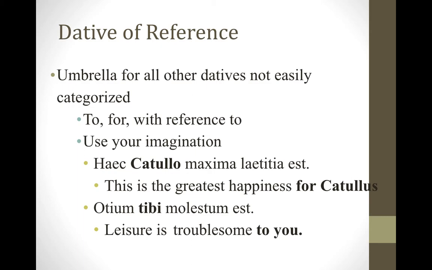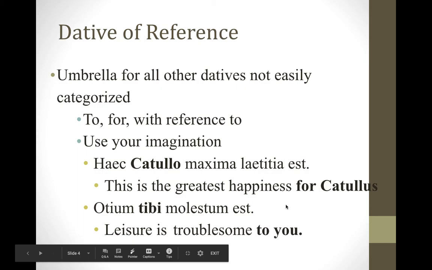So like, haec Catullo maxima laetitia est. This is your hike, and the maxima laetitia est. This is your greatest happiness. So the greatest happiness is really the main part of your sentence, and you're thinking, oh, this is the greatest happiness to Catullus with a dative, but here you would be better off translating it as for Catullus, because obviously this hike is making him happy, so it is for Catullus instead of to.